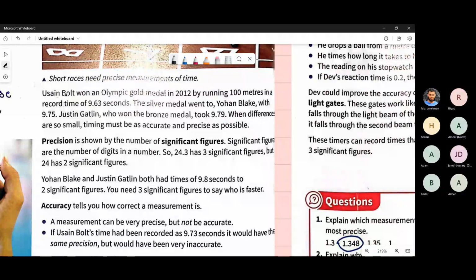Why Bolt? Make him Batta. Hussein Batta. Okay.